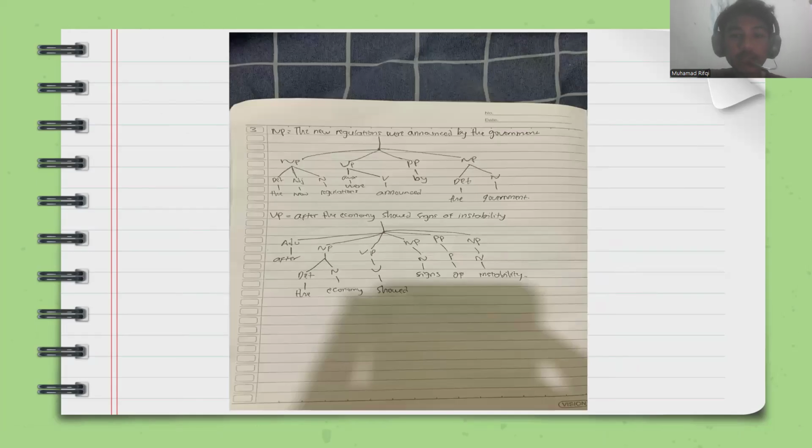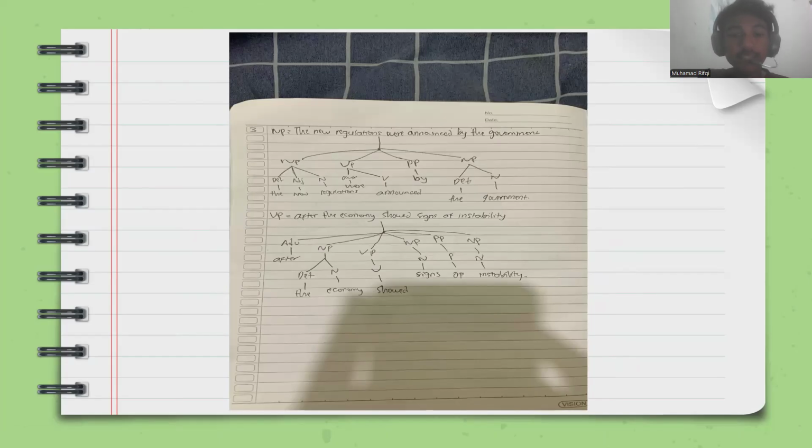Number 3, the new regulations were announced by the government. In the noun phrase, the determiner is the, the adjective is new, the noun is regulations, and for the verb phrase, the auxiliary is were, the verb is announced, the prepositional phrase is by, the noun phrase is the determiner the, and the noun is government.